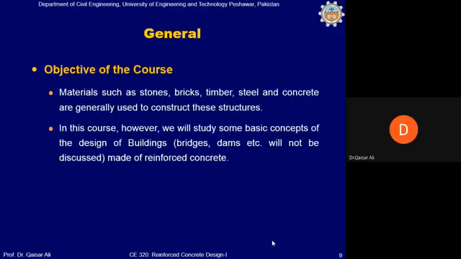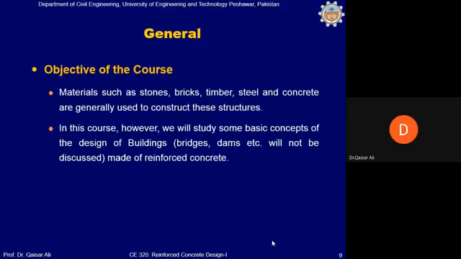Okay, then when we talk about the design, we need material to use in the construction in our design of structures. And generally, materials which have been used over the past several centuries are stones, bricks, timber, steel, and concrete. A very new material has also been used in the last century to construct these structures. In this course, however, our scope is limited to concrete only.